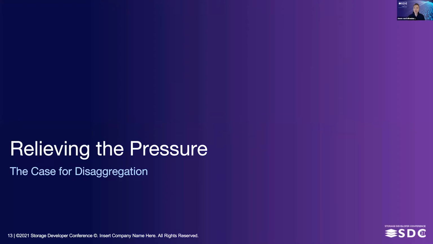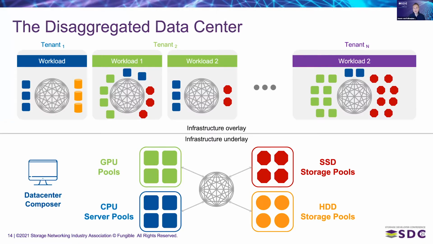So how do we relieve all of these pressures, right? What's the case for disaggregation, right? So our vision is the disaggregated data center, right? The disaggregated data center takes all of your resources, GPUs, servers with CPUs and memory, storage in the form of SSDs and hard drives. You pool them, and then you disaggregate them, and then you compose them back for workloads on demand. And you do that in a multi-tenanted way. And this is our vision for what the modern data center needs to look like.